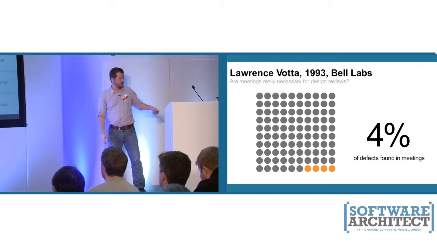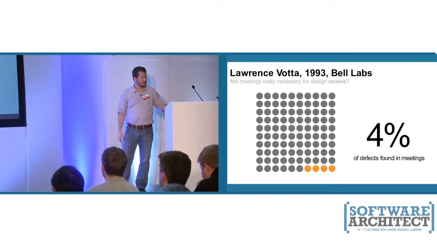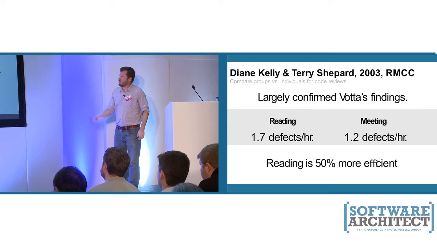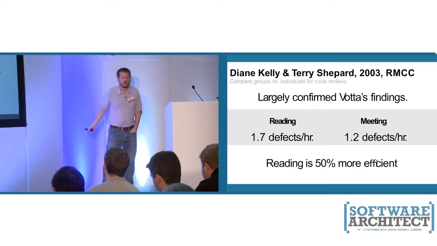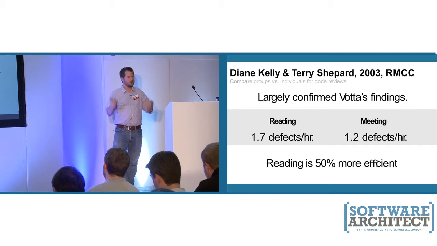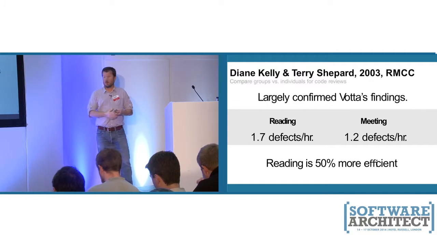They're very interesting reading once you get into them. They're a bit dull at first. But an interesting number out of this research was that only 4% of defects were found in meetings. The rest of the defects they found were all found by people reading whatever artifact was being reviewed ahead of time.